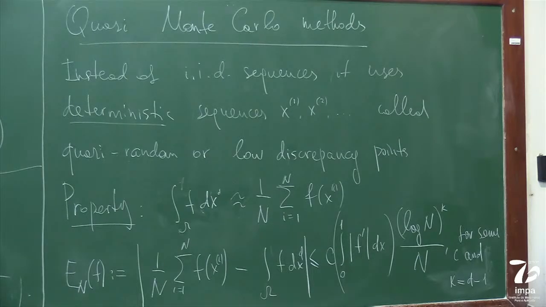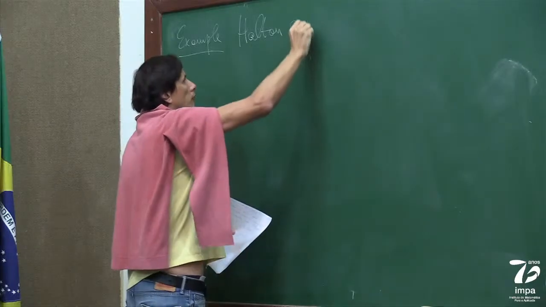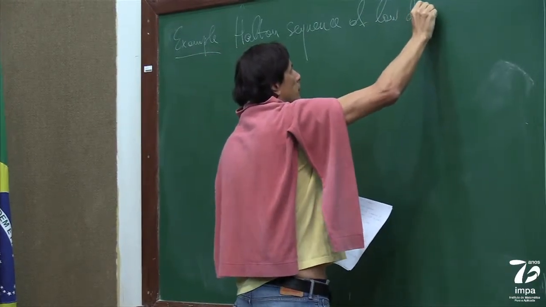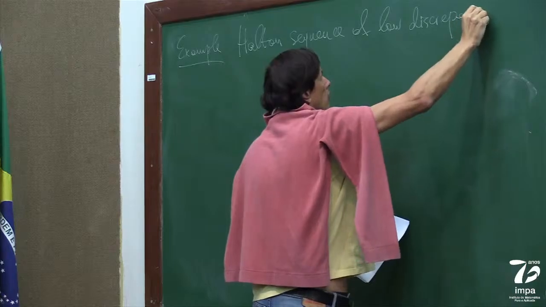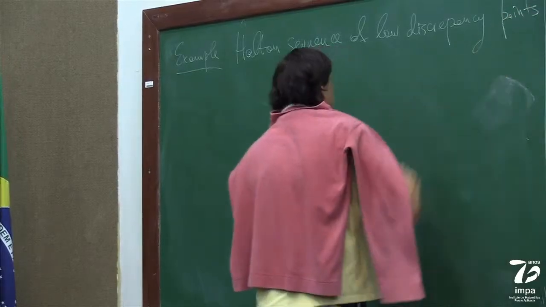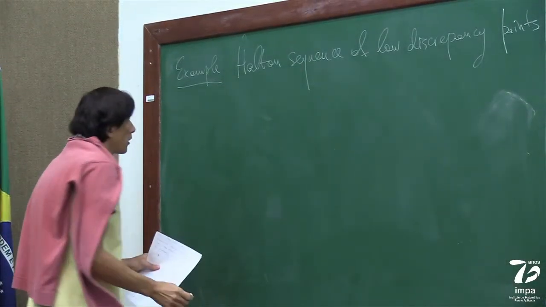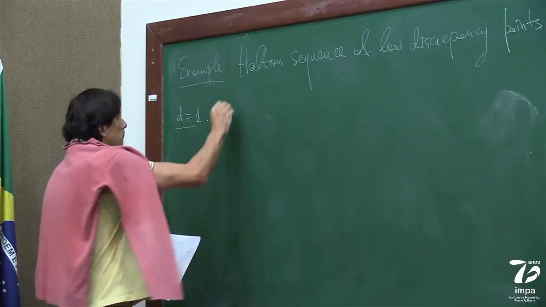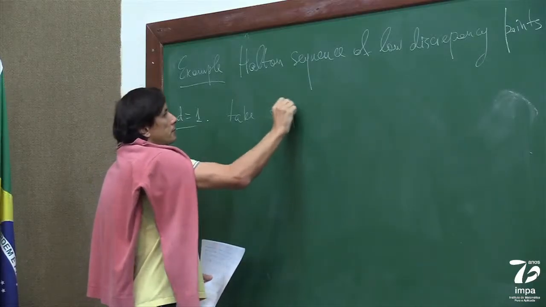So we start with 1D. The example is the Halton sequence of low discrepancy points. So how is it defined? Let's start with d equal 1. Take a prime number.